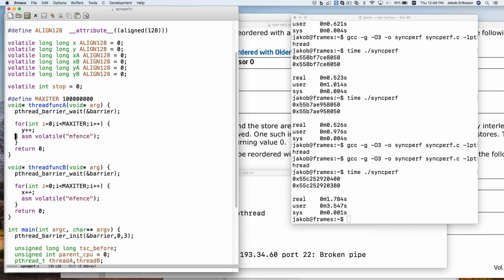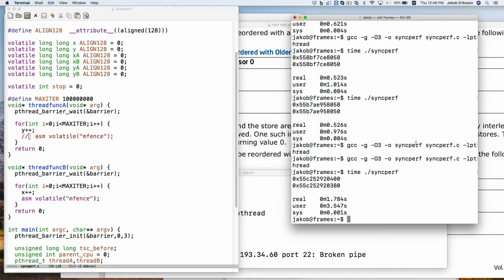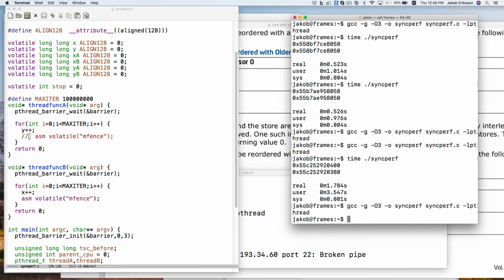Okay, let's try if we're just not running an mfence on one of them. So now the question is, is there any interference between one core having all these mfences and the other one? Any thoughts? There should be no interference, right? Because they are accessing different cache lines. Everything ought to be independent.